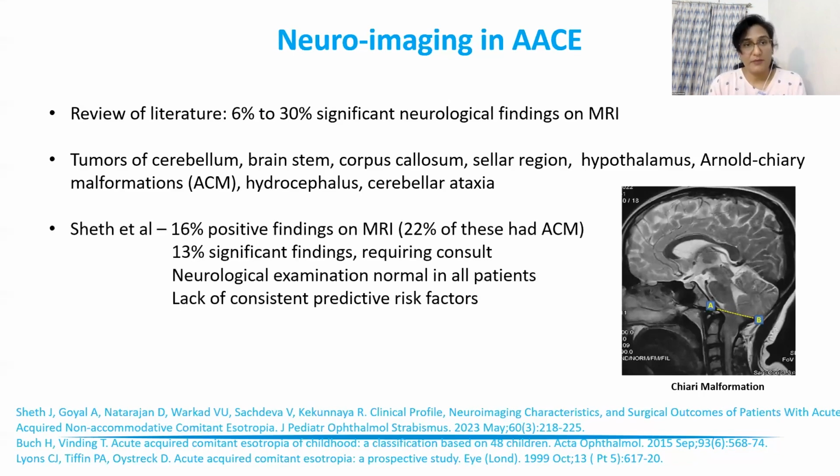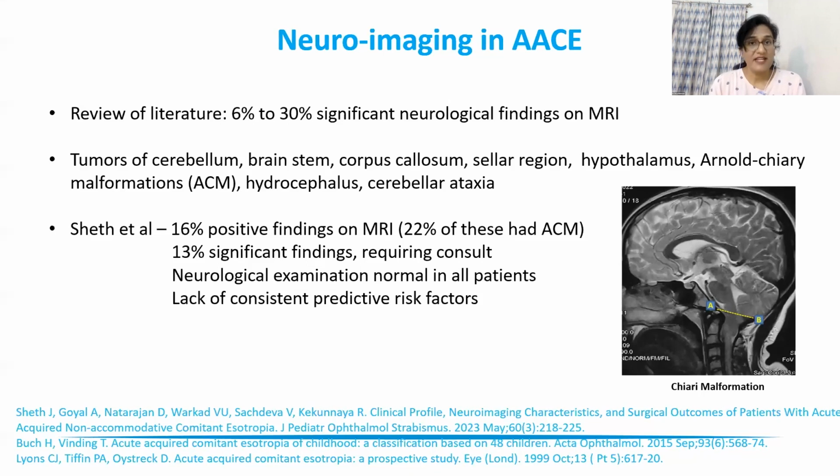Let me discuss this particular paper by Seth et al., because it studied the largest number of acute acquired comitant esotropia. It studied close to around 338 patients. And what they found was that 16% of patients actually had positive findings on MRI.